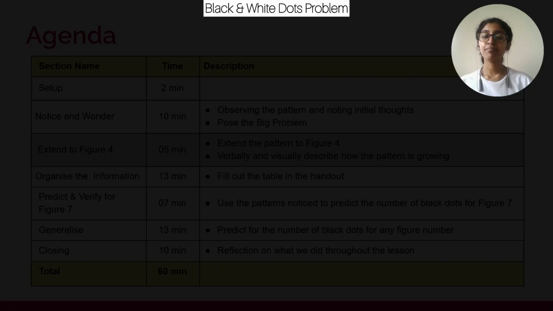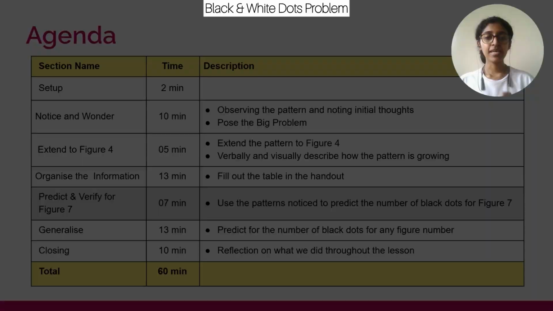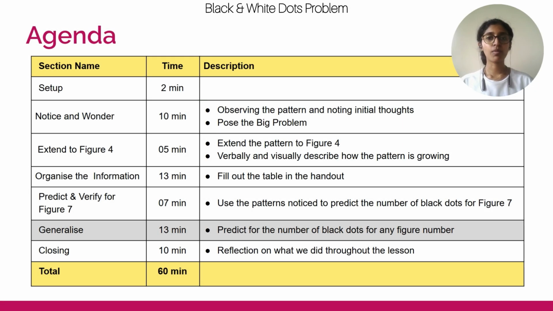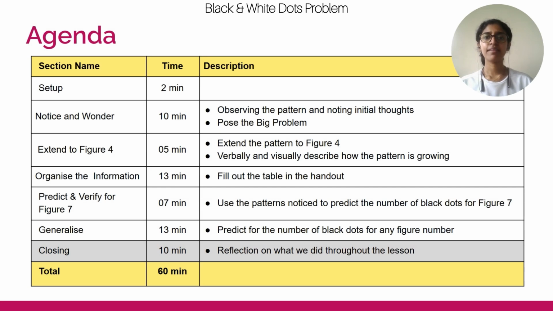And in the next 13 minutes, the students are introduced to a new skill, which is to organize the information. And after that, students are going to predict for figure 7 and they will verify their prediction as well. Once the prediction for figure 7 is done, we move into solving our big problem, which is to generalize or predict the number of black dots for any figure number. And lastly, we have a closing where we do a reflection of what we have learned in the lesson.